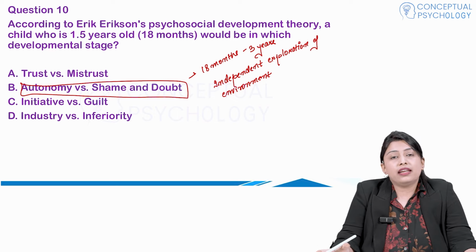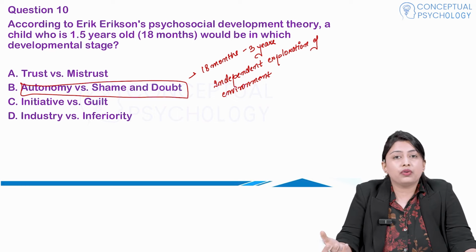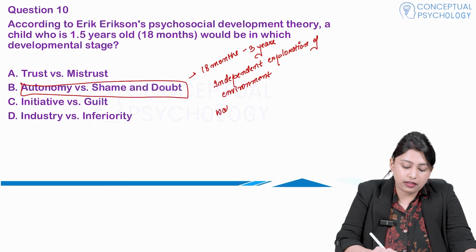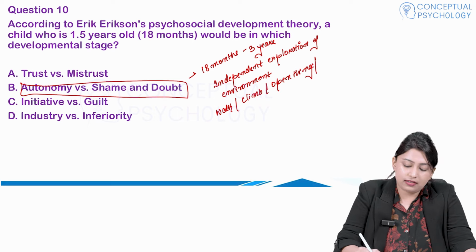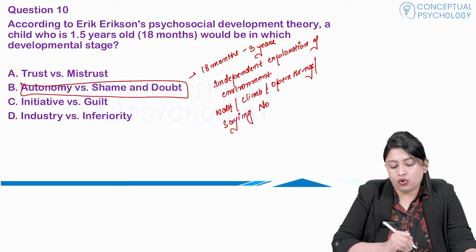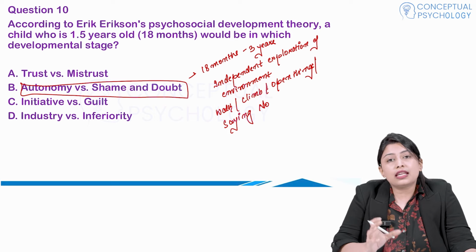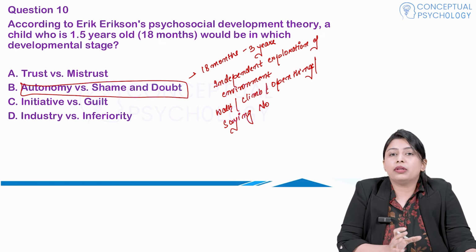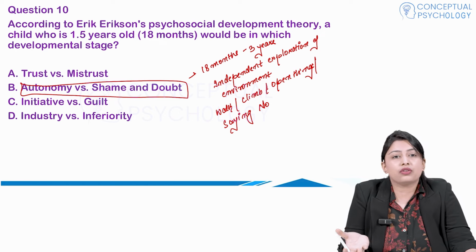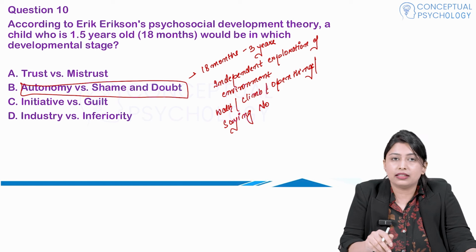During this stage, toddlers are learning to do things for themselves, right? What would they learn now? They would learn to walk, climb, open things, and saying no. Choice and restraint. Successful navigation of this stage leads to the virtue of will, which we discussed previously, and a sense of autonomy, while failure can result in feelings of shame and doubt about one's abilities.